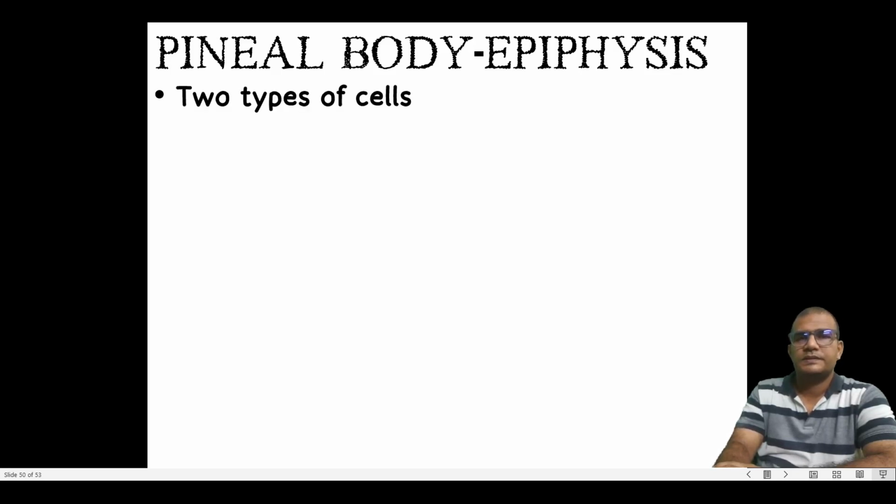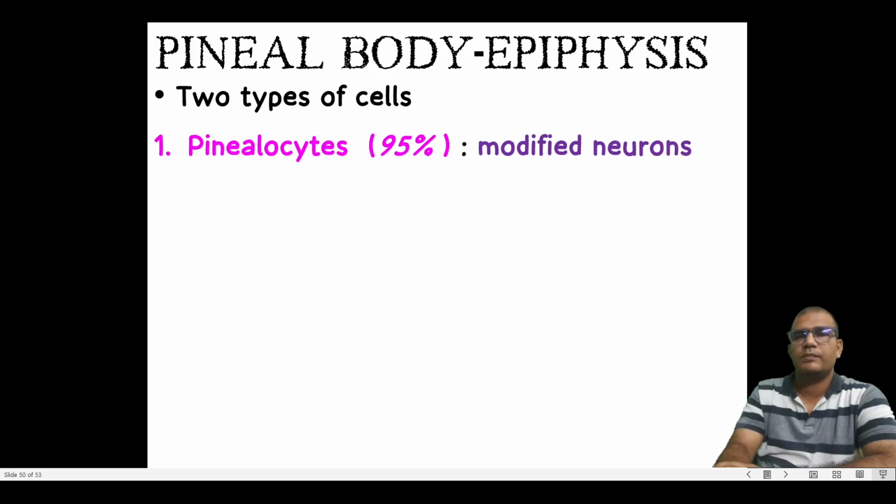Next, the less important gland from the theory point of view is pineal gland, which is also known as epiphysis. There are two types of cells. One are called as pinealocytes. They form the bulk of the gland. These are modified neurons. What are pinealocytes? These are modified neurons. They are about 95%.